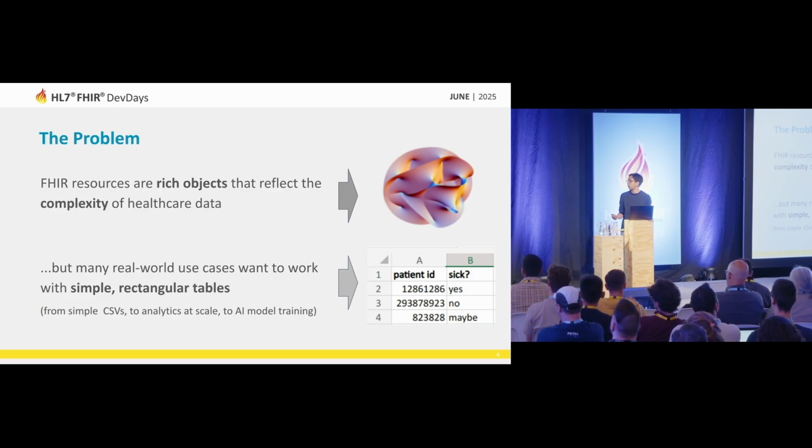FHIR resources are rich objects that reflect the true complexity of healthcare data, and that's what we want. But many real-world use cases want these simple rectangular tables. That's what the industry and the world runs on. So how do we go from point A to point B? Those rectangular tables can be something as simple as CSVs or as large as analytics at scale at 100 million patient level. And then, of course, it's 2025, AI model training, which likes very simple data sets.